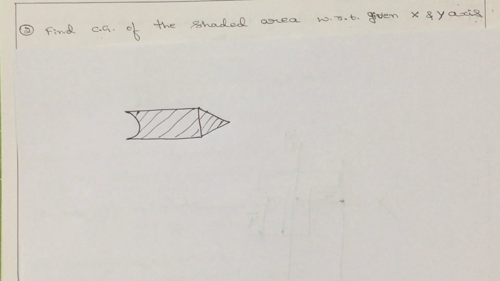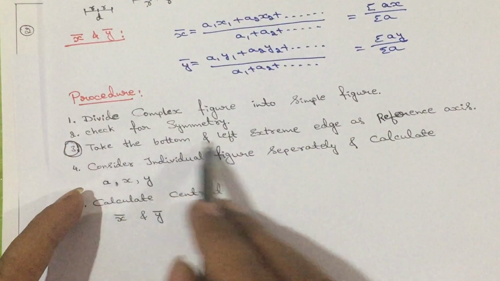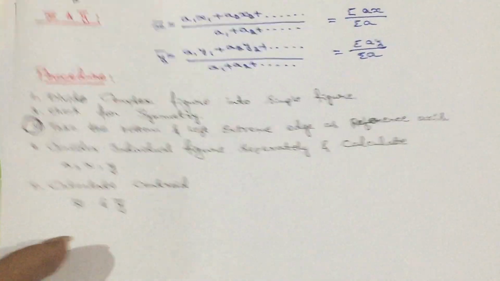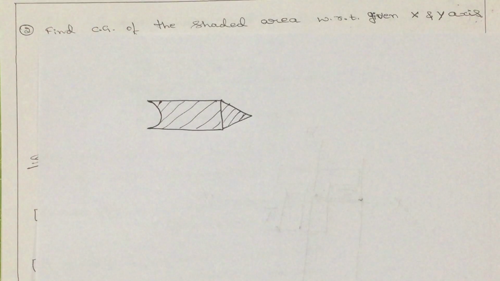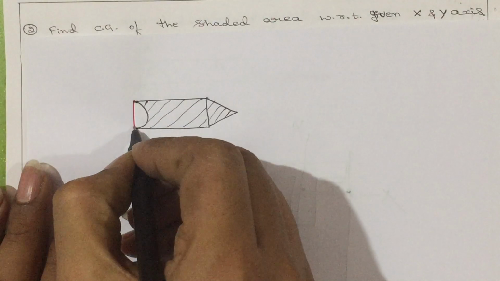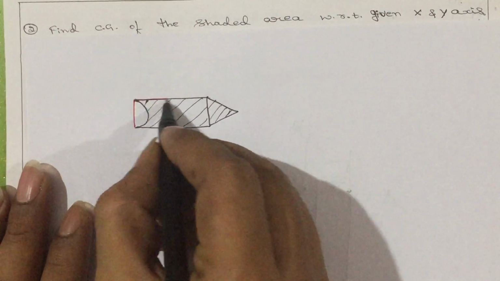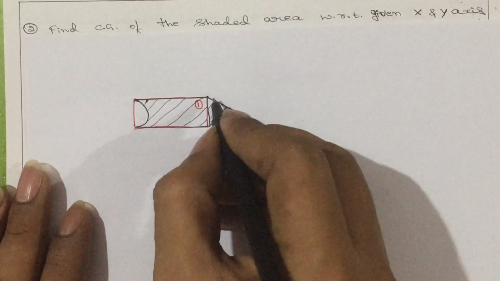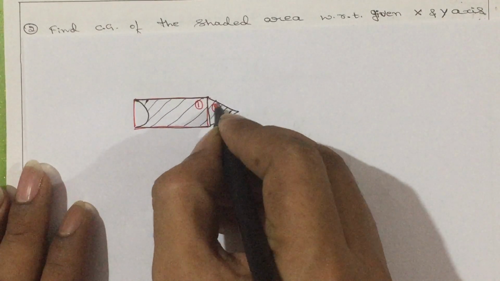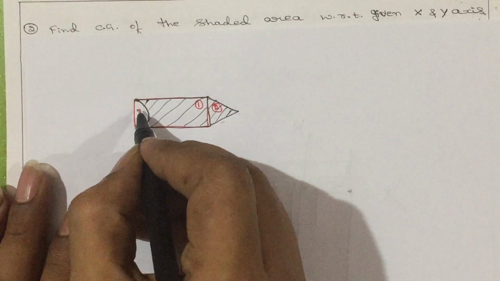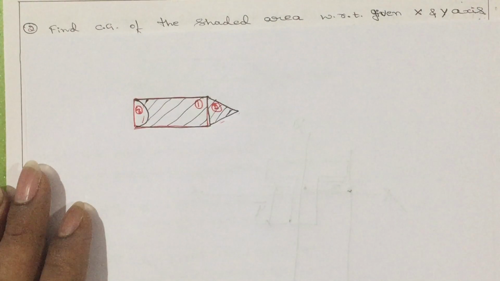So, what we need to do? The first step is the reference axis, which is already given. The next step is to divide the complex figure into simpler figures. How are we going to divide? I will draw a line here and take this entire thing as one rectangle, then this triangle as the second figure, then this semicircle as the third component.